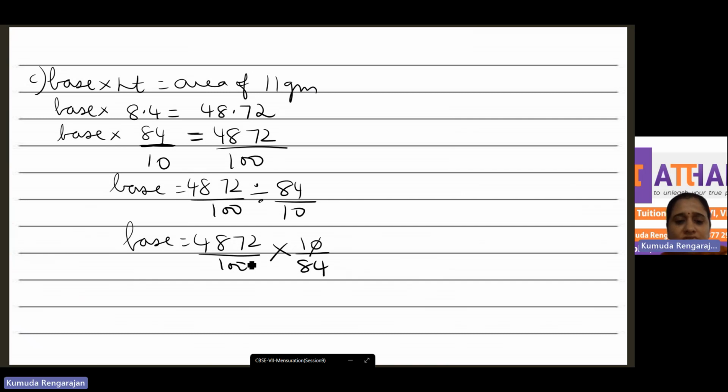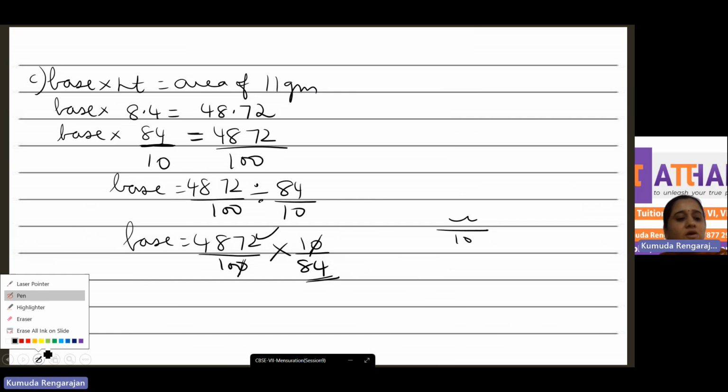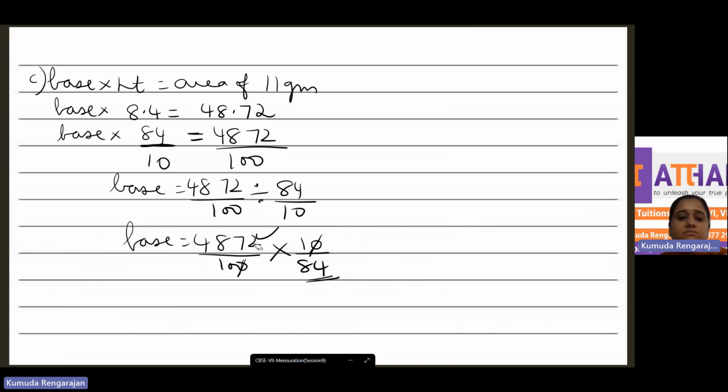Now cancel the 0 and the 0. Don't disturb this 10. Try to simplify 84 and this number as much as possible. So you will get something by 10 and you can just put the decimal point. Yeah, I already explained that. Why should you not disturb the 10 in the denominator, children? Because in the last 10 we can easily put the decimal point. Correct.